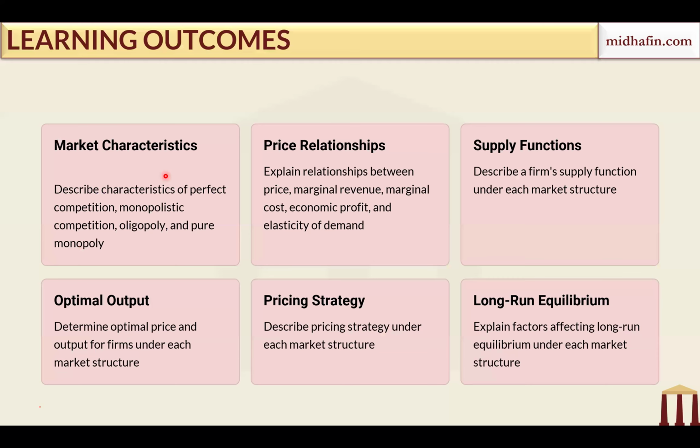So we'll start with the learning outcomes. These are the 6 learning outcomes that we'll try to cover today. Characteristics of these 4 types of market: perfect competition, monopolistic competition, oligopoly, and pure monopoly. Then price relationships between price, marginal revenues, marginal costs, economic profit, and elasticity of demand.